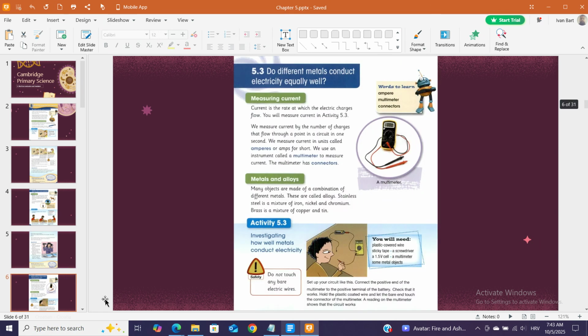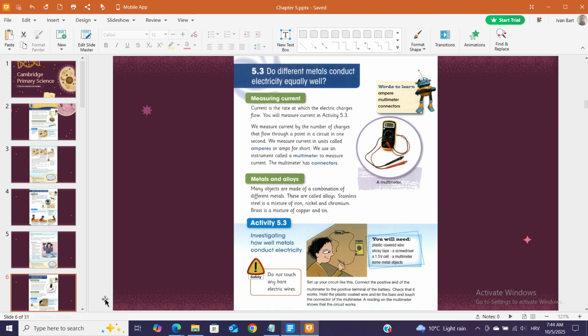5.3. Do different metals conduct electricity equally well? Measuring current. Current is the rate at which the electric charges flow. You will measure current in activity 5.3. We measure current by the number of charges that flow through a point in a circuit in 1 second. We measure current in units called amperes, or amps for short. We use an instrument called a multimeter to measure current.